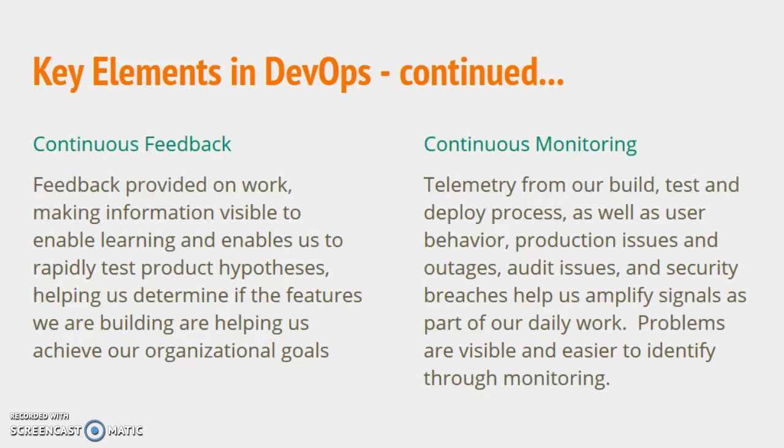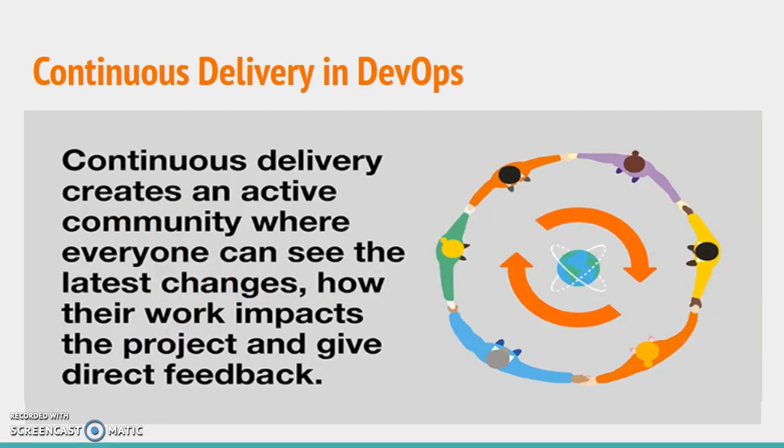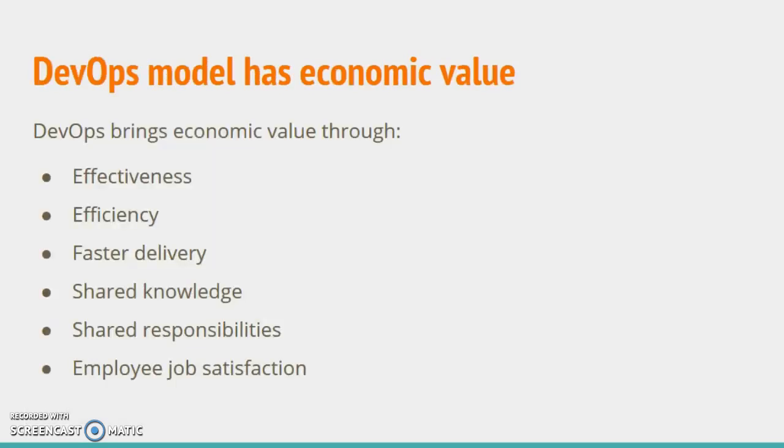And finally, in continuous monitoring, telemetry from our build, test, and deploy process, as well as user behavior, production issues and outages, audit issues, and security breaches help us amplify signals as part of our daily work. Problems are visible and easier to identify through monitoring. And we have continuous delivery in DevOps. Continuous delivery creates an active community where everyone can see the latest changes and how their work impacts the project and gives direct feedback.